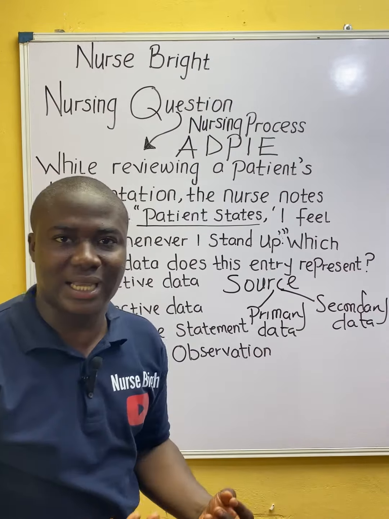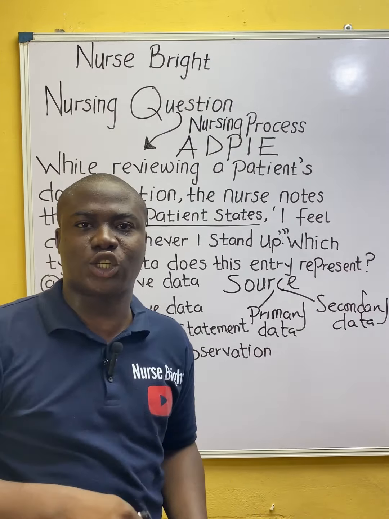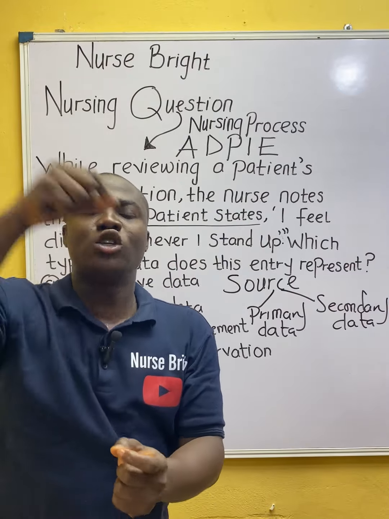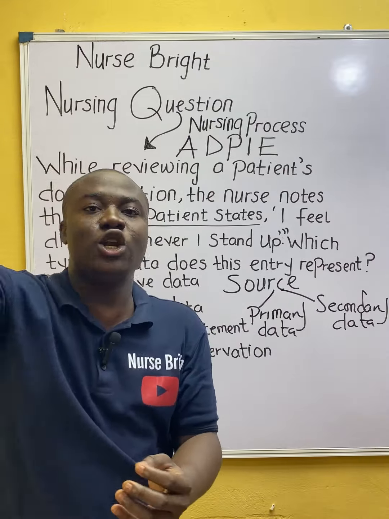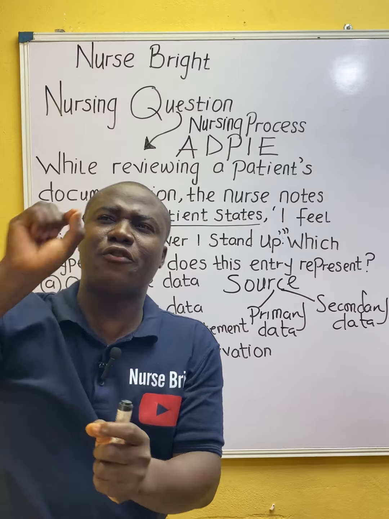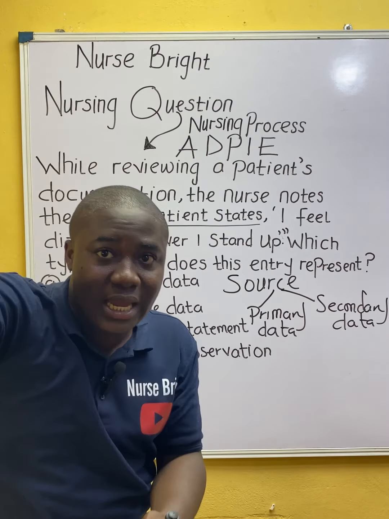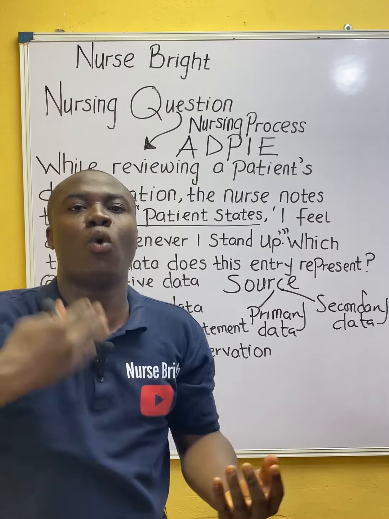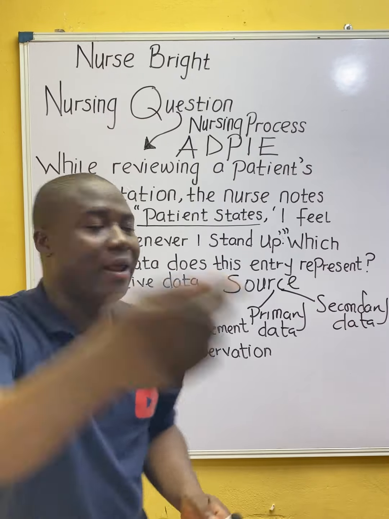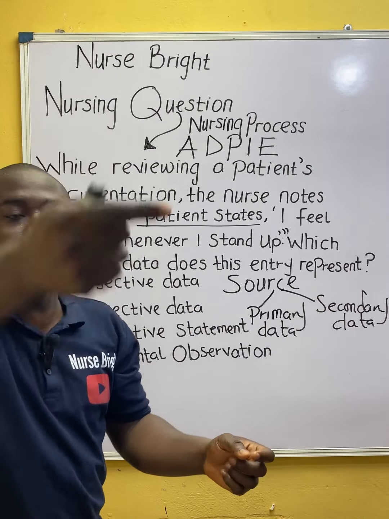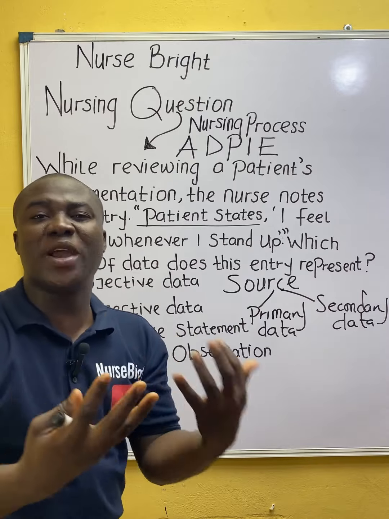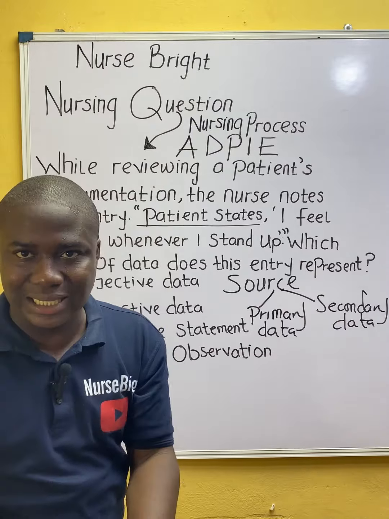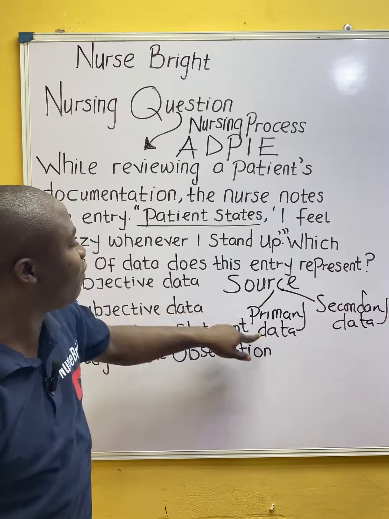Now, what are primary data? Which is a source of data collection. Primary data are those data the nurse, because now we are dealing with the nursing profession, obtains or gathers from the patient directly. So the nurse getting the information from the patient is regarded as what? A primary data. Like in this example, where the patient says, I feel dizzy whenever I stand up. For a patient to be dizzy means that the patient is weak. The patient is not balanced. So this is an example of a primary data.